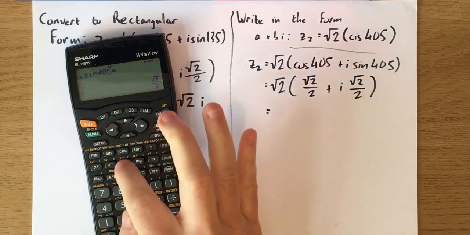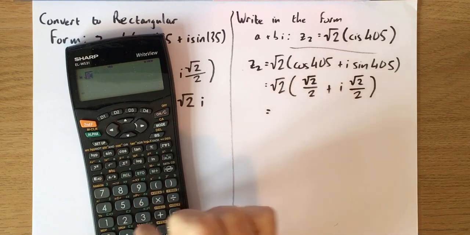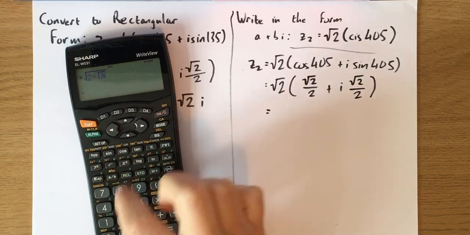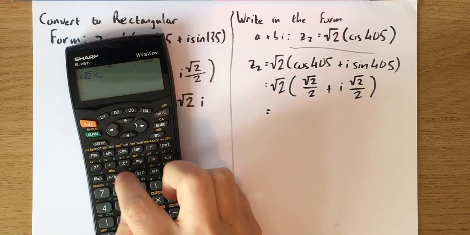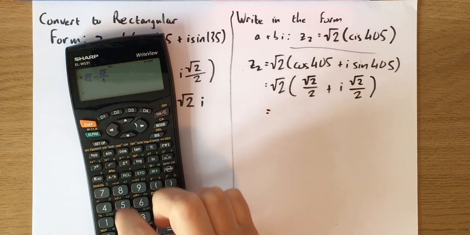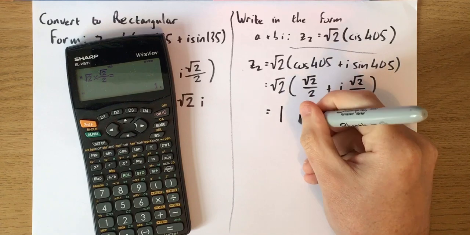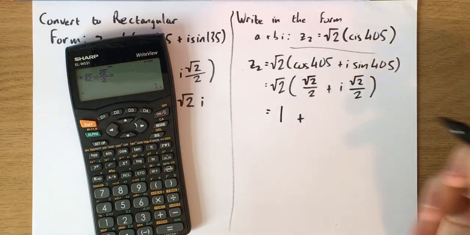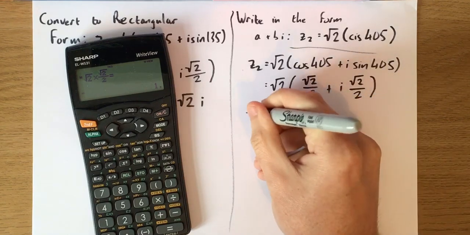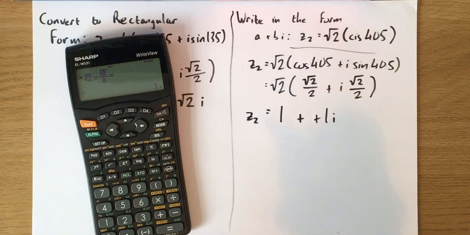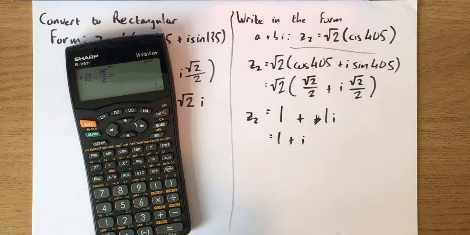Multiply those in then. You might be able to do this in your head, but just in case you're not, or to be sure, root 2 multiplied by root 2 over 2 is equal to 1. Plus, it's going to be 1i as well. So Z2 is equal to 1 plus 1i, or just 1 plus i.